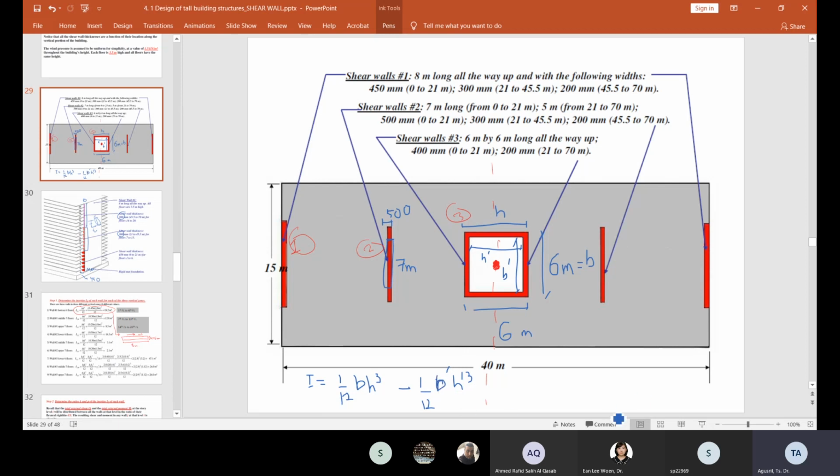Any question until this slide? No, doctor. Is it clear? Yeah. Okay, so you can use these two equations, whether this one or this equation.